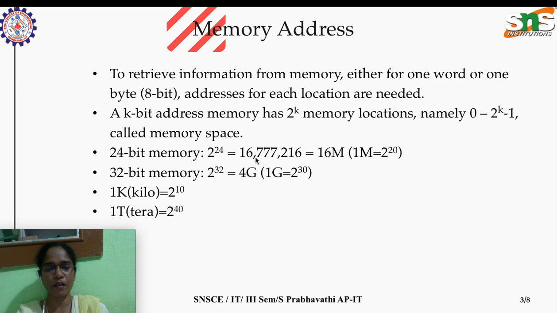Similarly, for 32-bit we have 4G. 4G in the sense 2 power 30 is 1 giga. The remaining, 32 minus 30, is 2. So 2 power 2 is 4. So that's what 4 giga locations are available.